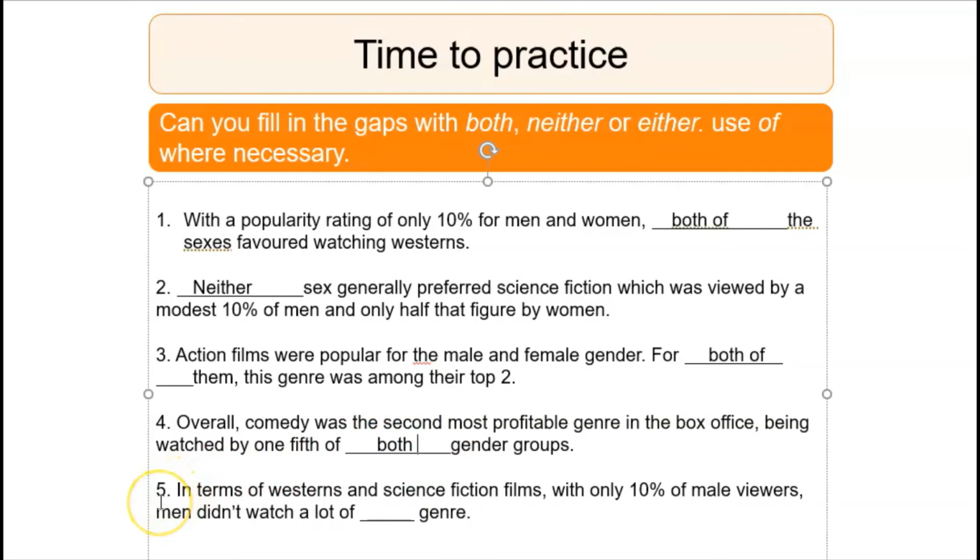Number 5. In terms of westerns and science fiction films, with only 10% of male viewers, men didn't watch a lot of. Okay, so 10% is low, right? So men didn't watch a lot of. Now, here we want to use didn't, did not. That's already negative. So it's didn't watch a lot of either genre.